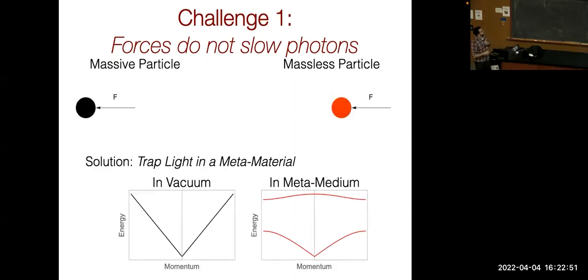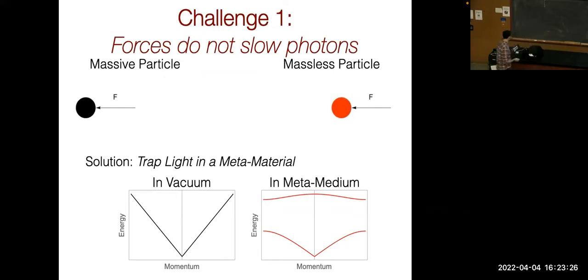Well, I think the simplest answer is that if you look at the dispersion relation for a photon, that is the relationship between its energy and its momentum. Well, what a force does is it changes the momentum of the photon, okay? But the problem is that the velocity of the photon is given by the local slope of the line. So as you change the momentum, you're moving it along this line, but the slope doesn't change, okay? And so what that means is that forces change the momentum of the photons, but they don't change the velocity, okay?